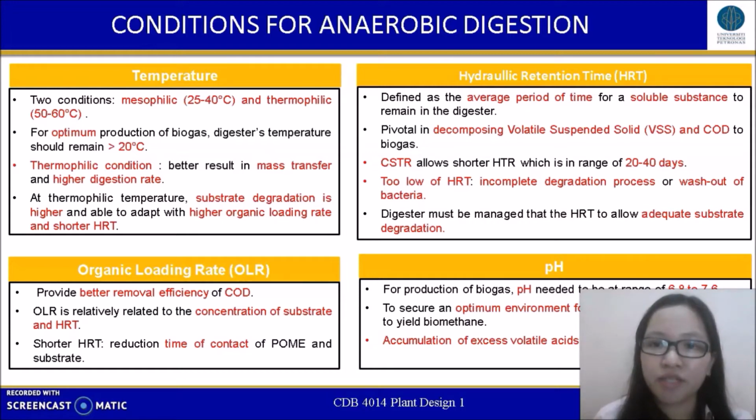Thermophilic condition results in better mass transfer and higher digestion rate. Too low hydraulic retention time will result in incomplete degradation process or washout of bacteria. Higher organic loading rate provides better removal efficiency of COD. For production of biogas, optimum pH needs to be in the range of 6.8 to 7.6.